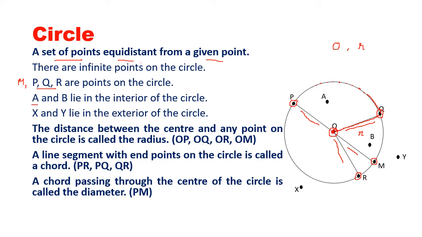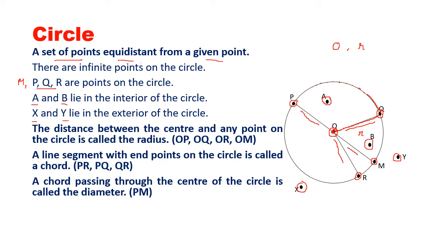Now look at the points A and B. A and B lie in the interior of the circle, inside the circle. And look at the points X and Y. X and Y lie outside the circle, so it is called the exterior. So we have got the points on the circle, the points inside the circle called the interior, and the points on the outside called the exterior.